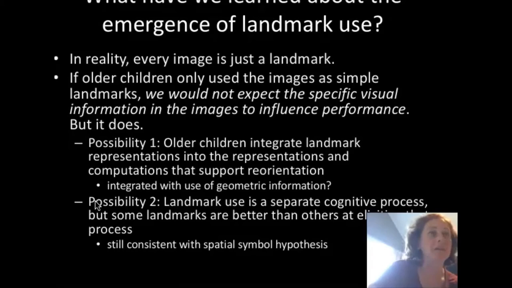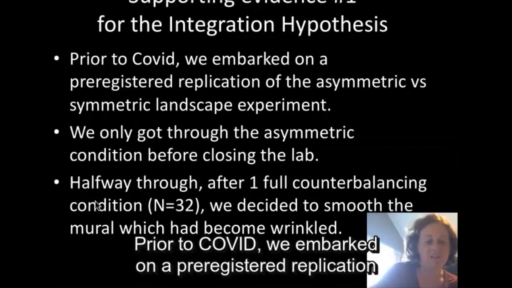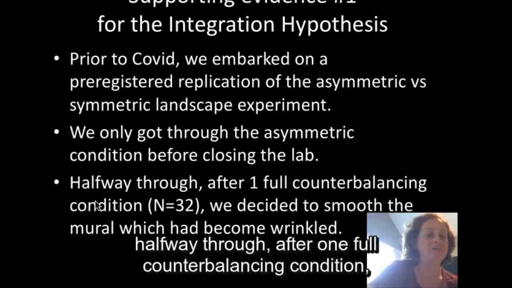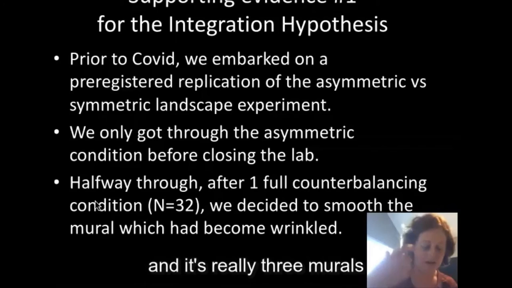And here's why. Here's one piece of evidence. Prior to COVID, we embarked on a pre-registered replication of the asymmetric versus symmetric landscape experiment. We only got through the asymmetric condition before we closed the lab. But interestingly, halfway through, after one full counterbalancing condition, and we waited to be between counterbalancing sets, the mural had gotten quite wrinkled, from heat and humidity and children bumping into it. It's really three murals that are glued together at the seams. And we decided to smooth it.